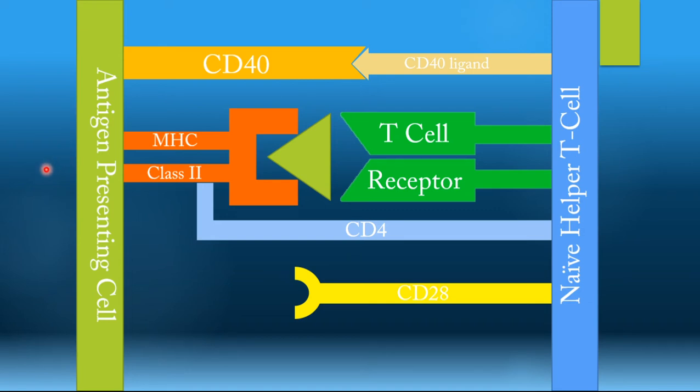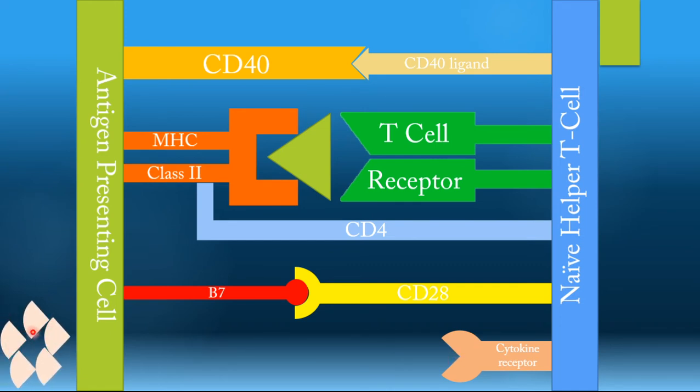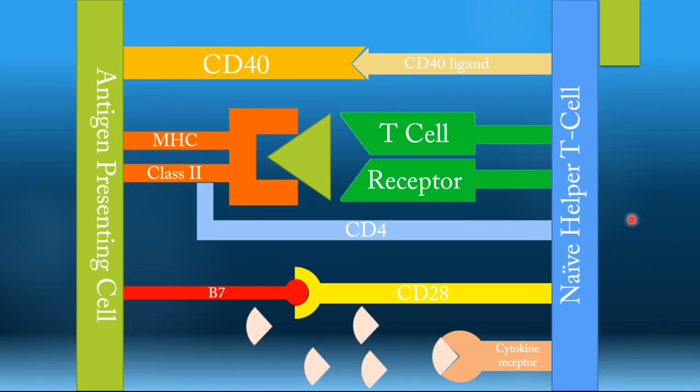And its activation will allow the APC to express this B7 molecule. This B7 molecule will bind to the CD28 molecule on the helper T cell. And this binding is the main co-stimulatory effect that will allow the helper T cell to actually be fully activated. Once this binding happens, the helper T cell is fully activated and will start expressing cytokine receptors. These cytokine receptors will basically be able to interact with the cytokines that are secreted by the antigen presenting cell, and this will activate the helper T cell further and further. So the main idea is that the binding of the MHC to the TCR is not enough by itself.